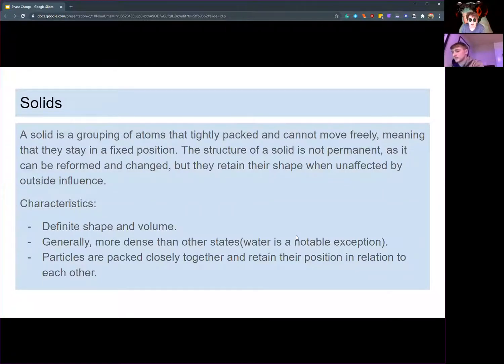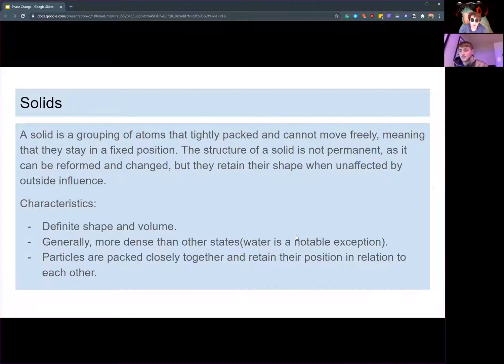Okay, so solids. Solids are essentially a grouping of atoms that are tightly packed together and they don't move freely relative to the other atoms. This is common in salts, where you have the lattice structure in which molecules are bonded together, and you have ice, in which water molecules are bonded together. This is an example of a solid.